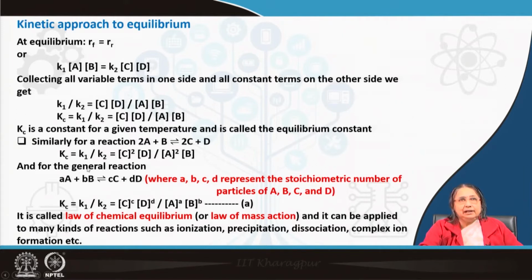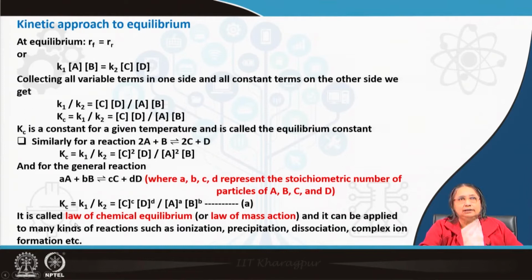But in the general reaction, the exponent is actually the stoichiometry. So, if we represent it this way, K is nothing but concentration of C to the power c into concentration of D to the power d by concentration of A to the power a into concentration of B to the power b, where a, b, c, d represent the stoichiometric number of particles of A, B, C and D.